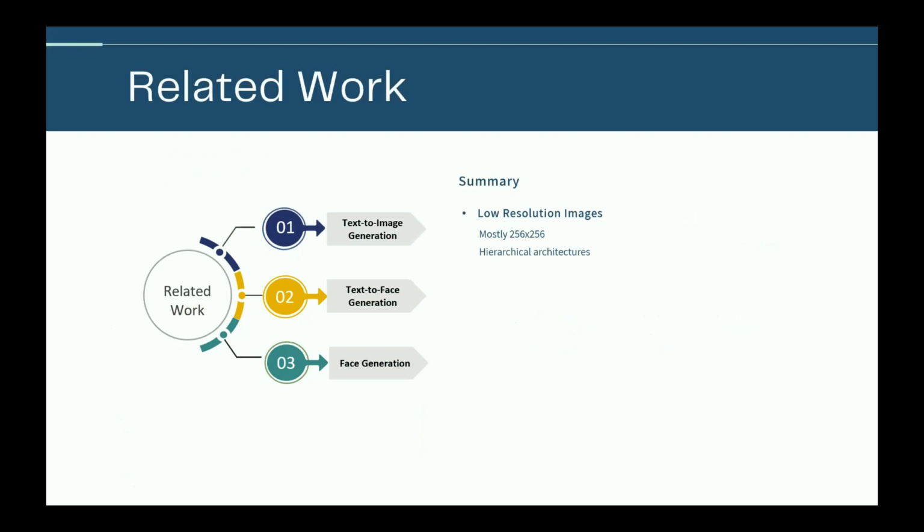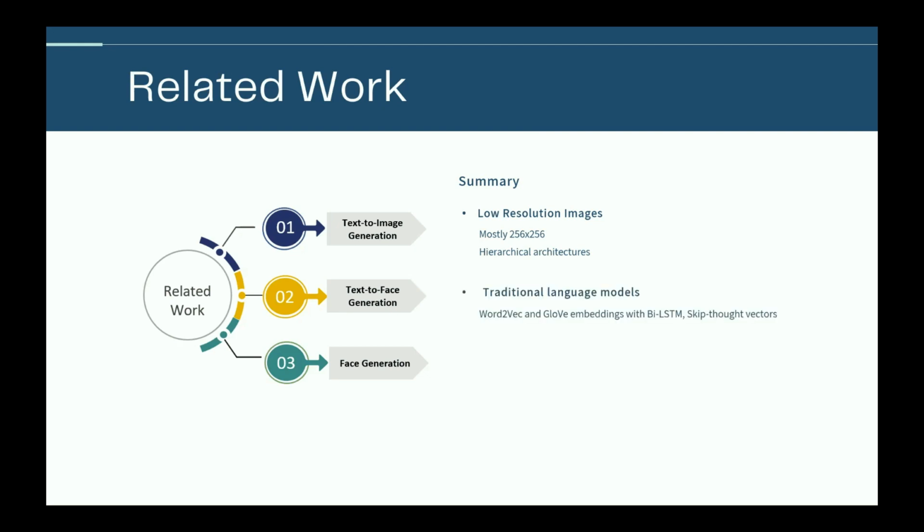One point was the generation of low resolution images. Most of these networks went up to 256 by 256 resolution images, and they had hierarchical architectures. But using hierarchical architectures to improve the resolution of images is difficult and very expensive. So we need alternative methods to reach higher quality in the image. And also, looking at the text-to-face models, they were mostly built on top of text-to-image generation models.